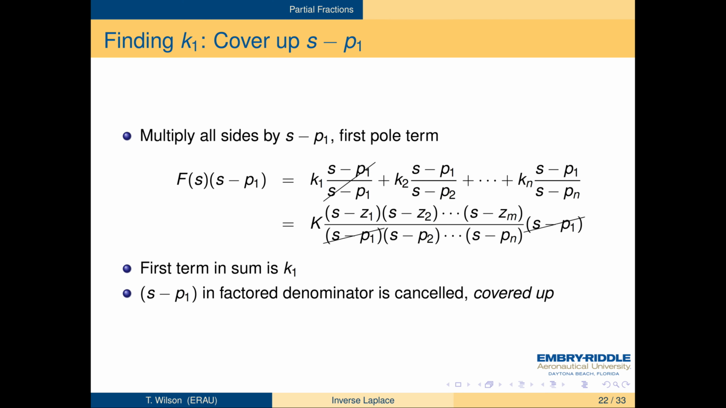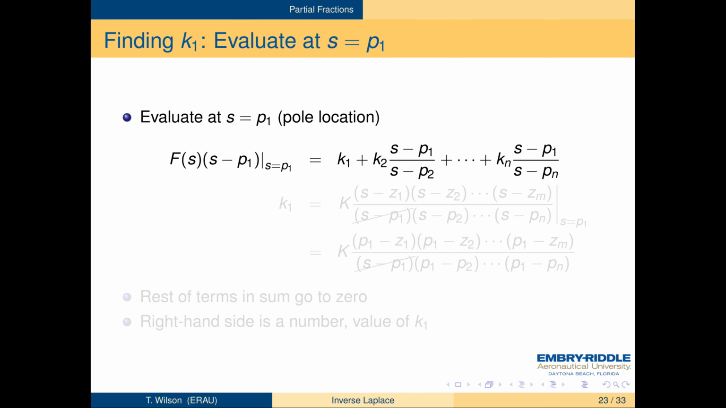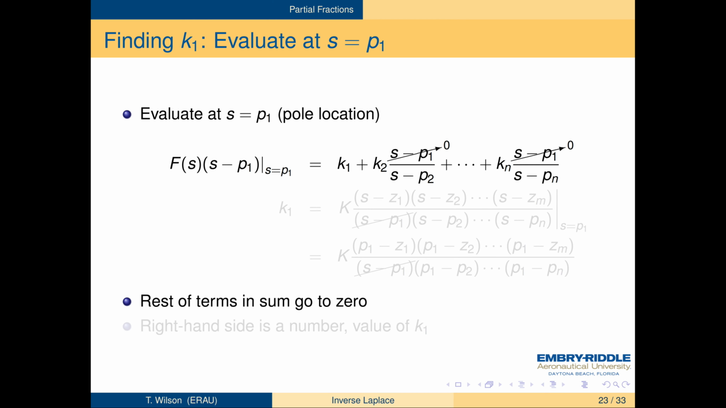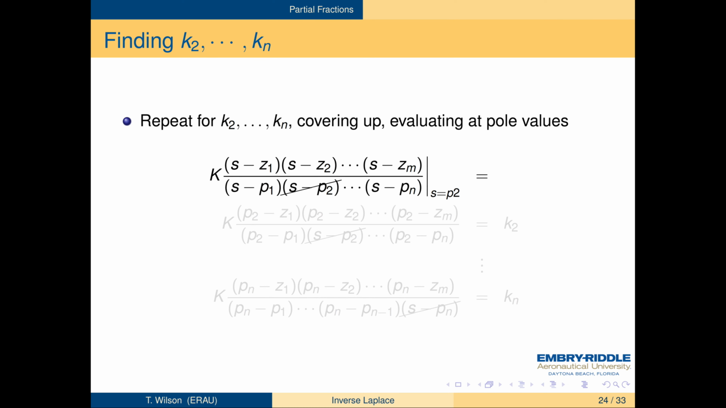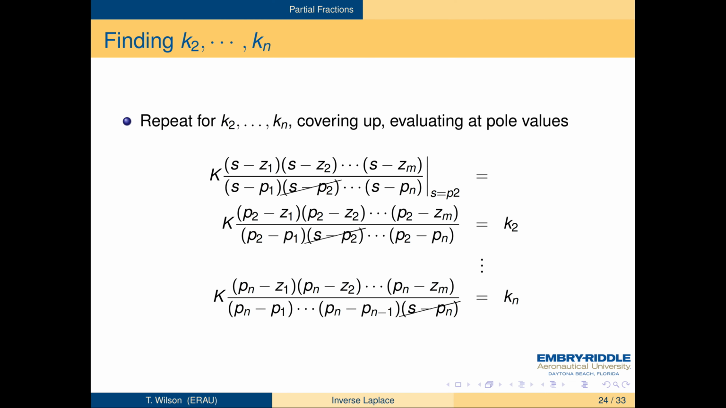Next, we evaluate what's left at s equals p1, the pole location. When we evaluate the partial fraction sum, all the other terms except for k1 go to 0. And when we plug p1 in for s in what's left of the factored form, we get the value of k1. We do this again for k2 up to k sub n, covering up and evaluating at the pole values. To find k2, we cover up s minus p sub 2 in the factored form, and then we evaluate what's left to find k2. We do this repeatedly until we've found the residue for each pole.